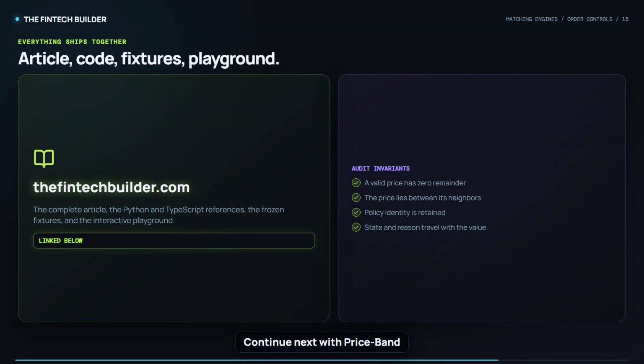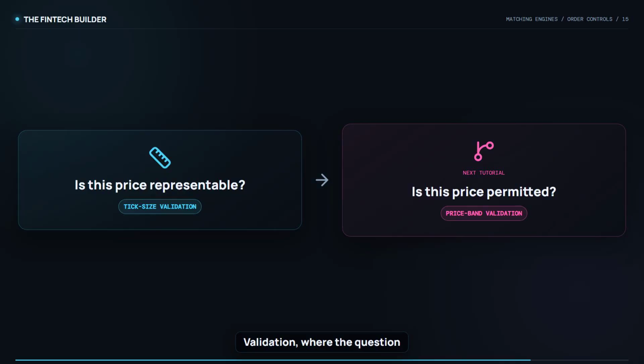Continue next with price band validation, where the question moves from whether a price is representable to whether it is permitted.